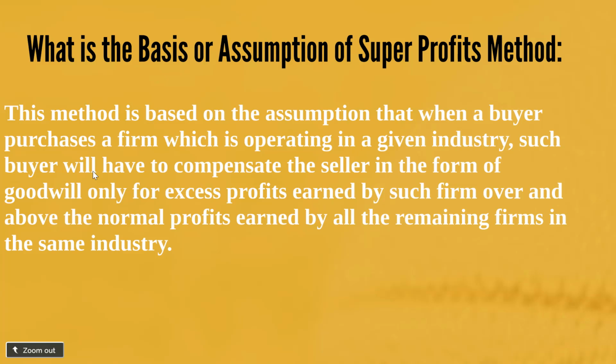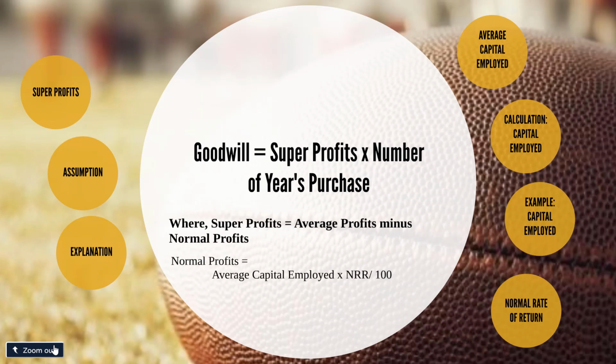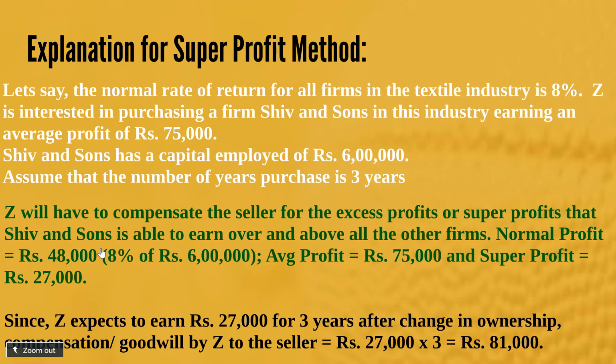This method is based on the assumption that when a buyer purchases a firm which is operating in a given industry, such buyer will have to compensate the seller in the form of goodwill only for the excess profit earned by such firm over and above the normal profits earned by all other remaining firms in the same industry. So I will explain this by means of an example. We'll see the explanation.